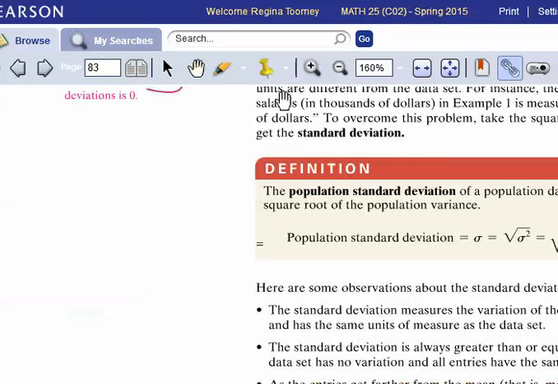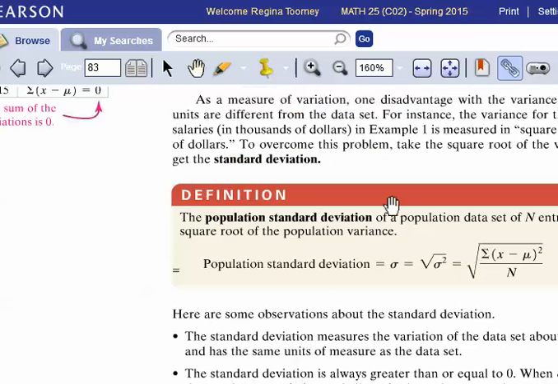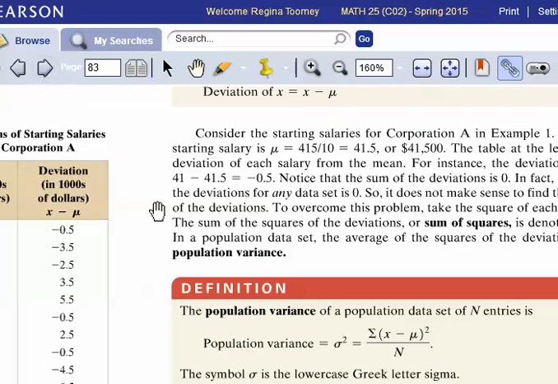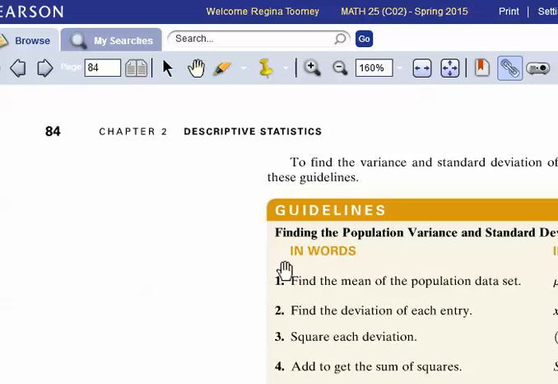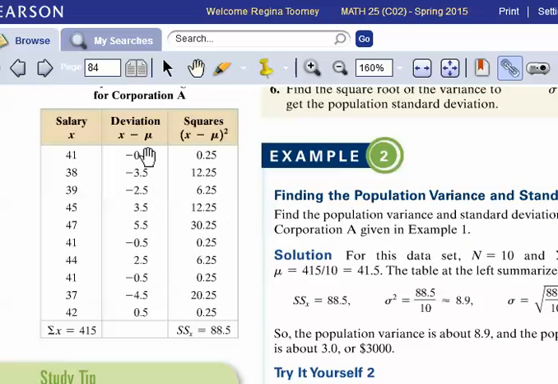I'll see if they have a table for that. I wonder if they do. Not on this page, maybe on the next one. There it is. So watch. Then they show what would have happened. You can square each one. You get all these numbers. Now these are all going to be positive.